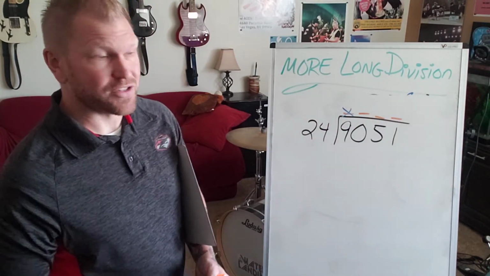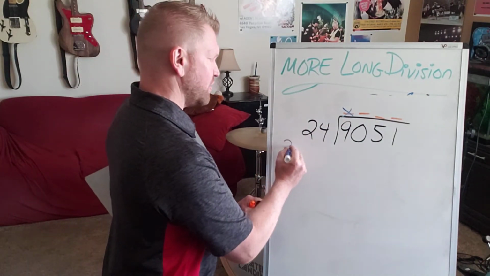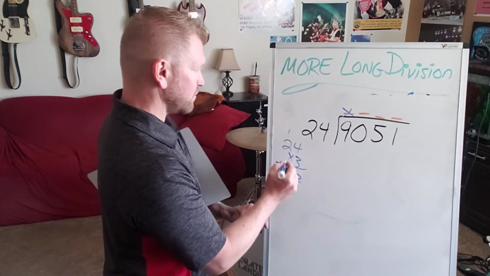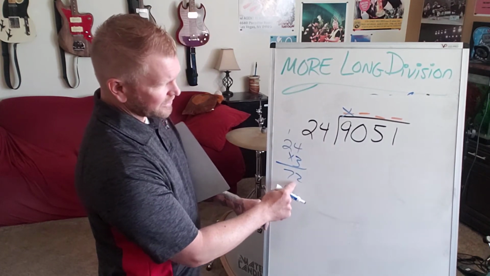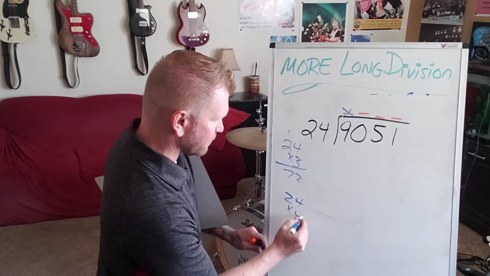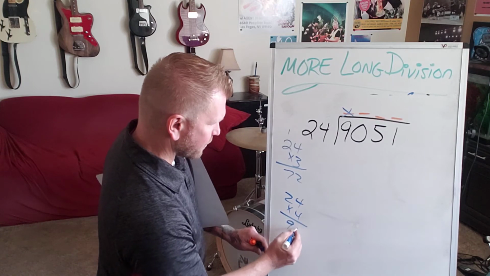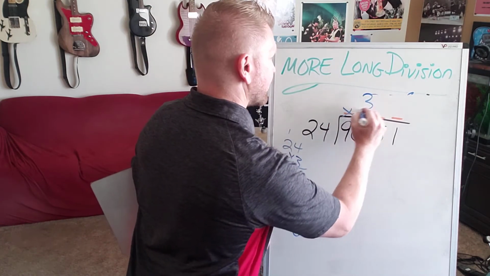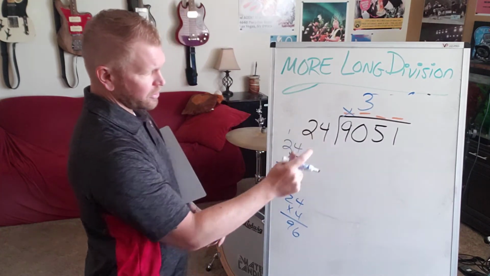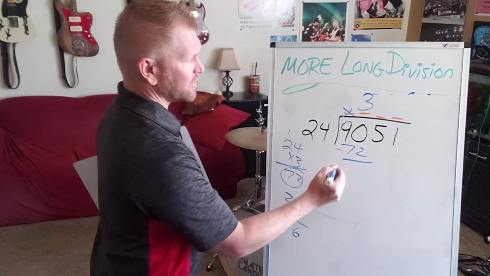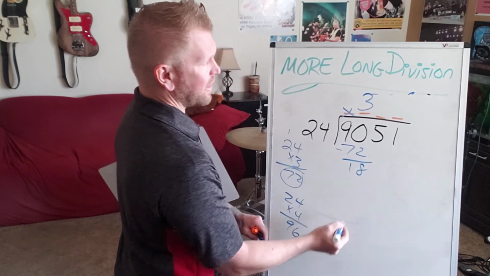Now to check to see if it's 3, you go off to the side and you do 24 times 3. 72. Now 72 is a little bit too low, so maybe you would try 4 to see if 4 is better. 96 is too high, so 3 was the right number. Okay, so what is 3 times 24? We already got that, 72. Now subtract, and then bring down.